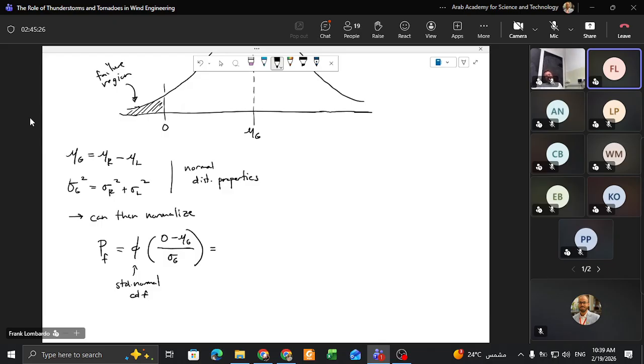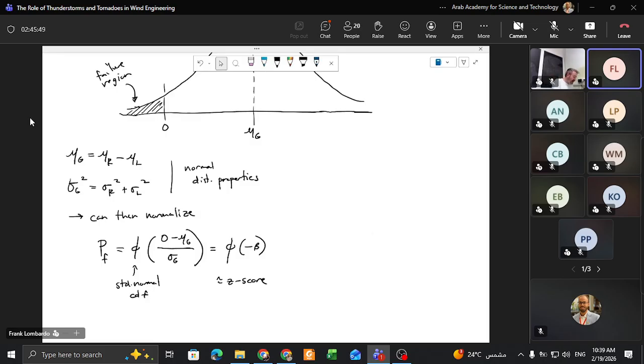Exactly, right? And so it's called the Z score, sometimes, right? Here, in structural reliability, they call it something different. I'll call this beta, but it's really equivalent to a Z score.